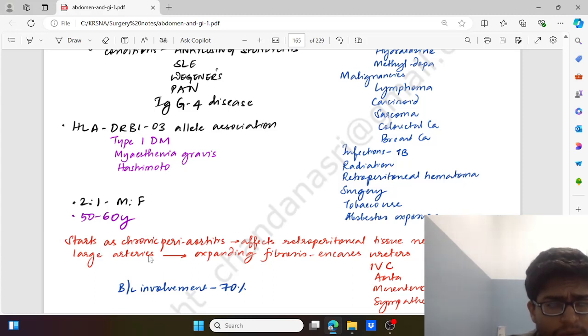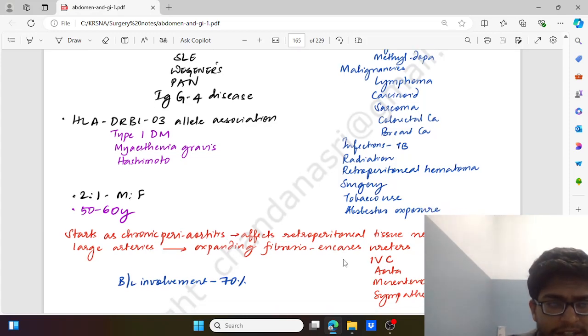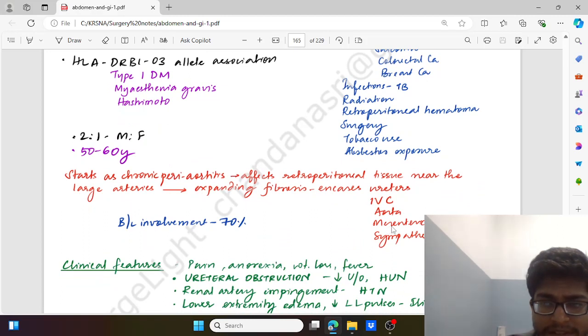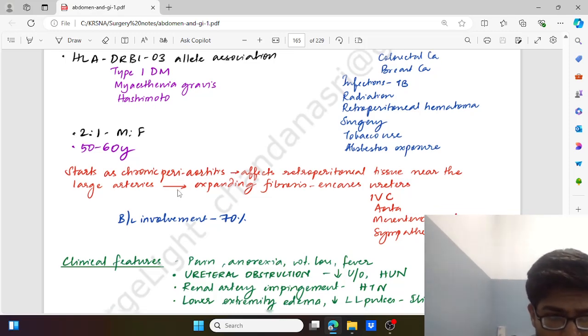So it starts as chronic periaortic aortitis, affecting the retroperitoneal tissue near the large arteries, expanding fibrosis, encases ureter, IVC, aorta, mesenteric vessels, sympathetic nerves. So there will be bilateral involvement generally in 70% cases. So it starts from chronic periaortitis, so around the aorta, spreading around other organs.